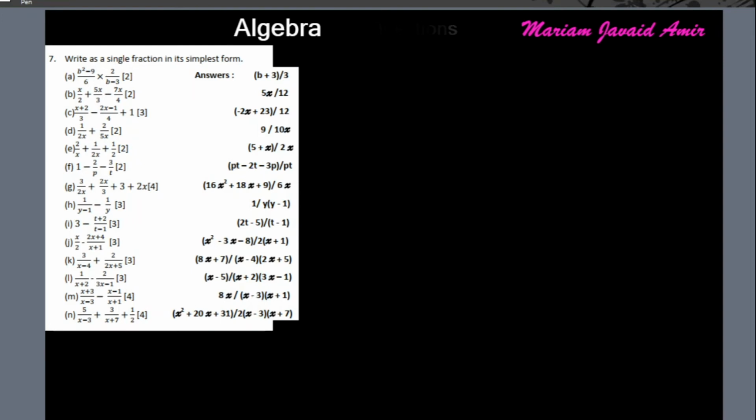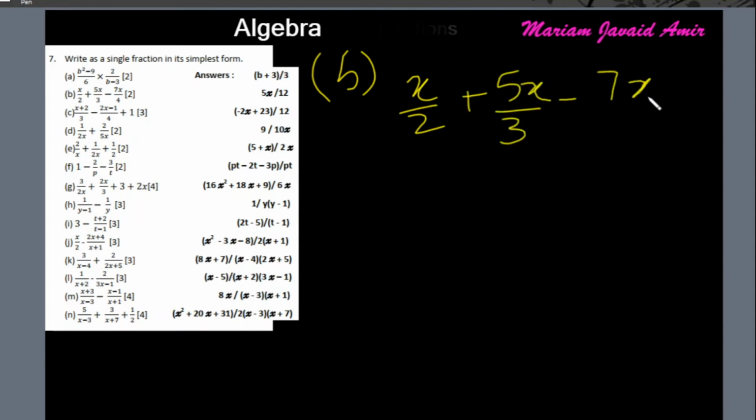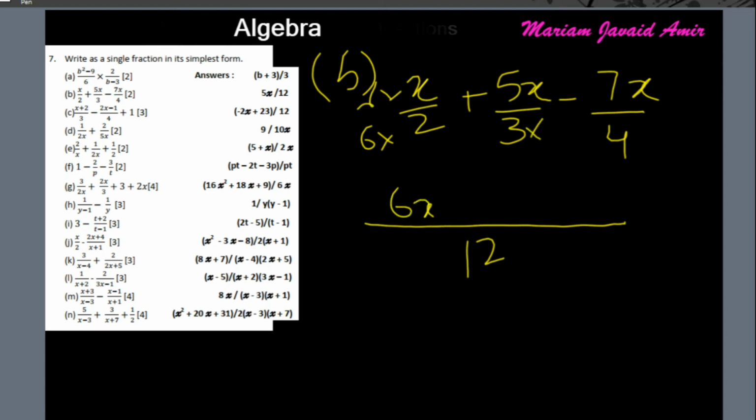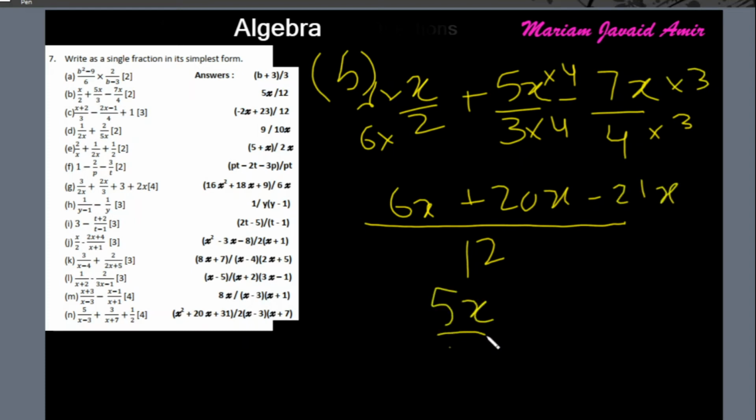Okay, next up is part B, which is x over 2 plus 5x over 3 minus 7x over 4. So we have to take LCM first. So the LCM of 2, 3, 4 would be 12. So this is being multiplied with 6, so the numerator becomes 6x. This is being multiplied with 4, so the numerator becomes 20x, and this is being multiplied with 3, so the numerator becomes 21x. So we get 5x over 12 as the final answer after simplification.